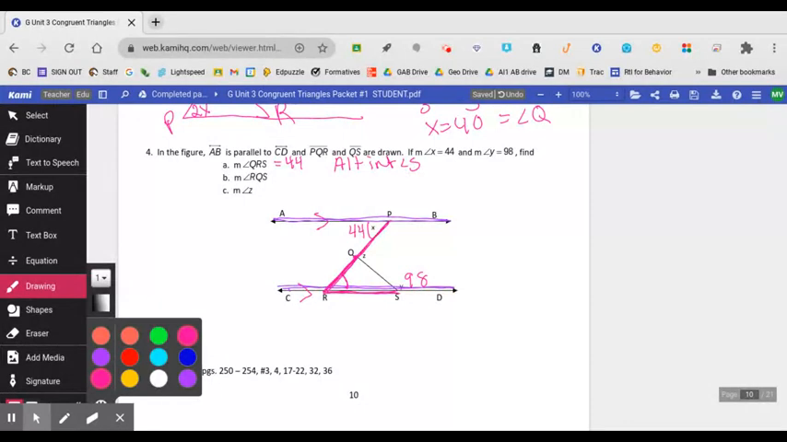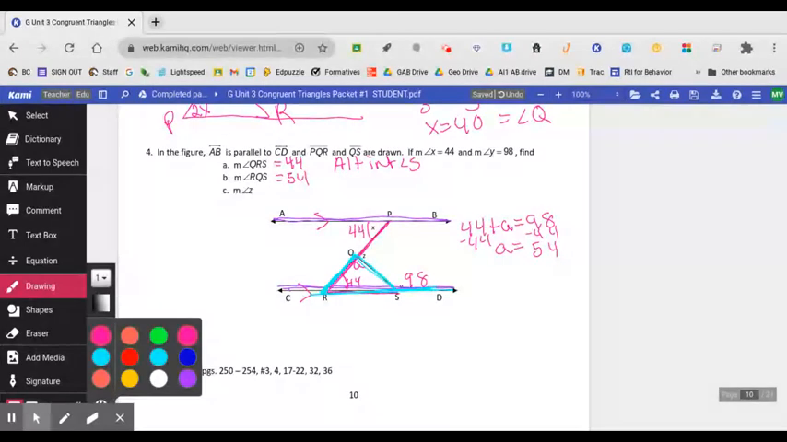Now I want to find RQS. So to find RQS, what I'm going to look at is this triangle I'm making blue here. And RQS, I'm going to label this A. So 44 plus A equals 98 because 98 is the exterior angle and 44 and A are the remote interior angles. So I subtract 44 and I get A equals 54.